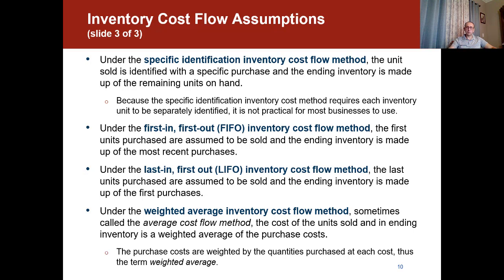The weighted average inventory cost flow method is the same as the average inventory cost flow method, but we call it weighted average because it varies depending on when we purchase the items. It's sometimes called the average cost flow method. The cost of the units sold and in ending inventory is a weighted average of the purchase costs. So the purchase costs are weighted by the quantities purchased at each cost, thus the term weighted average.